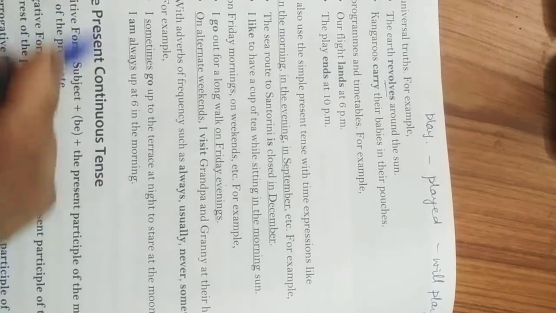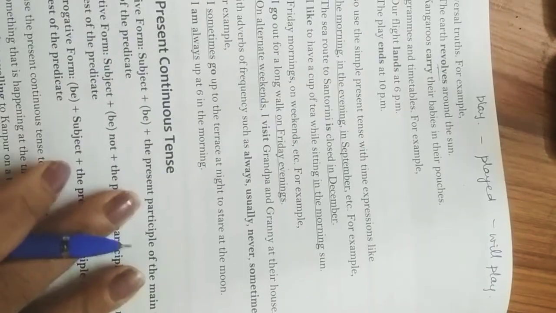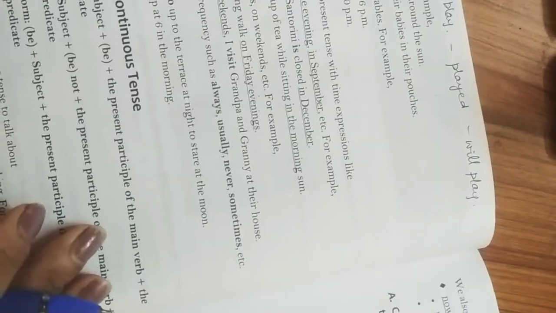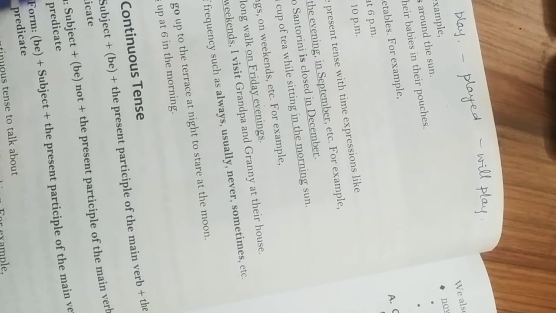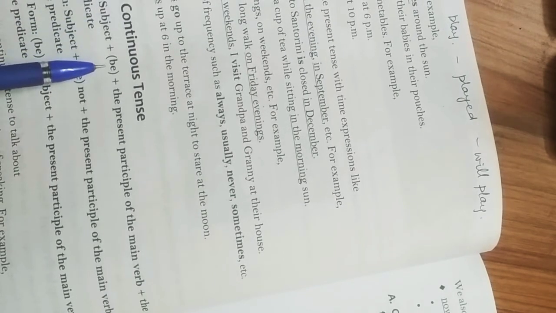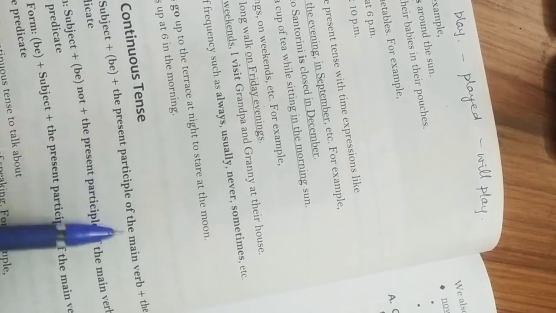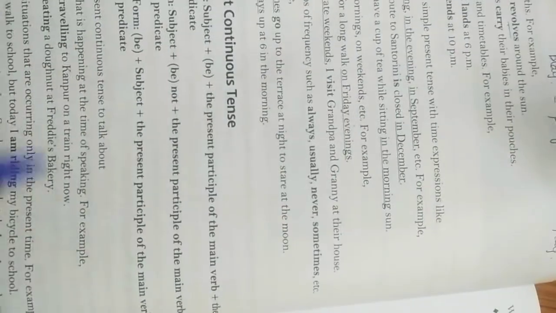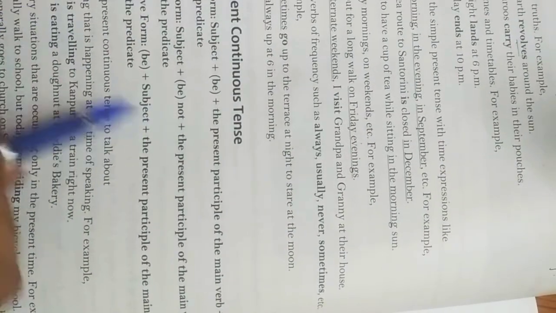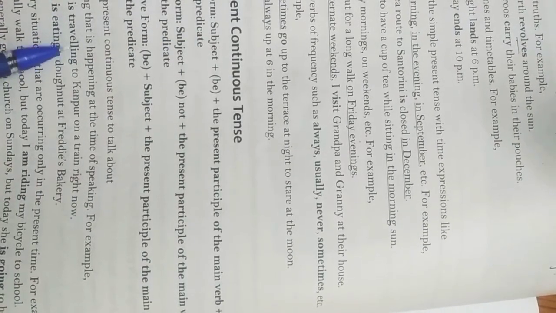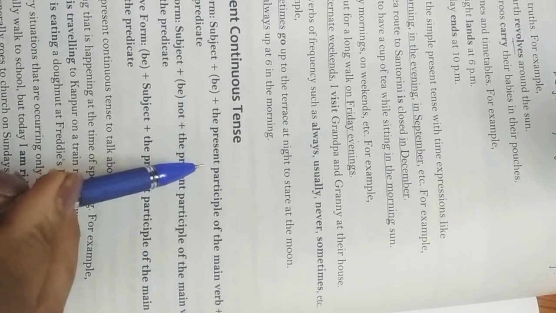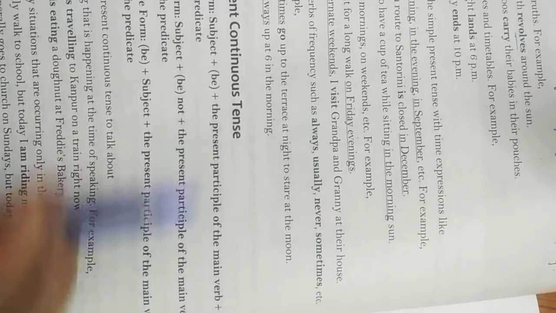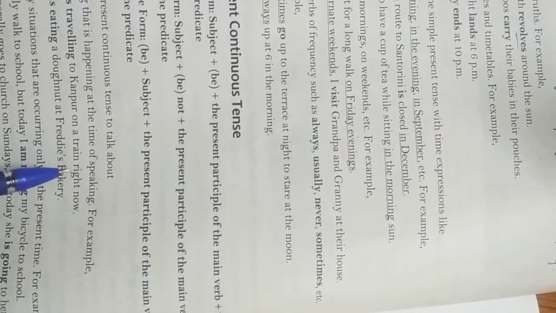So these are the first kind of simple present sentences. Now coming to the next branch, the present continuous tense. In a positive sentence there will be a subject, a be verb, then a present participle of the main verb, plus the rest of the predicate. Example: Mom is traveling to Kanpur on a train right now. Mom is the subject, is is the be verb, traveling is the participle, and then the rest of the predicate.